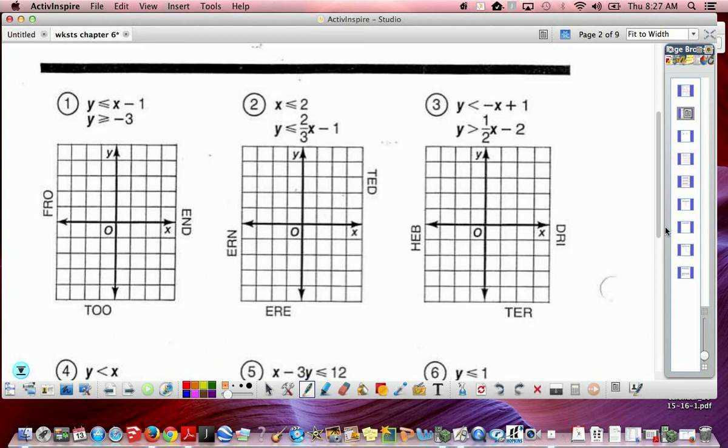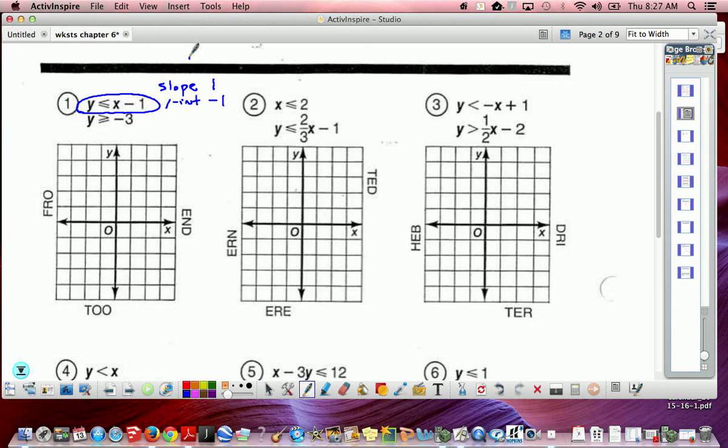On the first one, here you have y is less than or equal to x minus 1, and y is greater than or equal to negative 3. You graph each inequality one at a time. What's nice about this one is y is all by itself. Remember, we want to identify the slope and y-intercept. On this first one, my slope is 1, my y-intercept is negative 1.